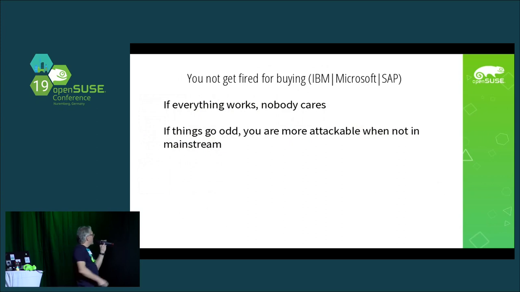So, another FUD is that you're not getting fired for buying IBM, Microsoft, or SAP, or whatever major company. If things are working, nobody cares what software it is that you're working with. But as soon as you have a problem, you're of course more attackable when you have a solution which is not mainstream. Right? And mainstream is, for example, IBM, Microsoft, SAP, whatever. So as a CIO, you have to be quite strong in this, let's say it that way.